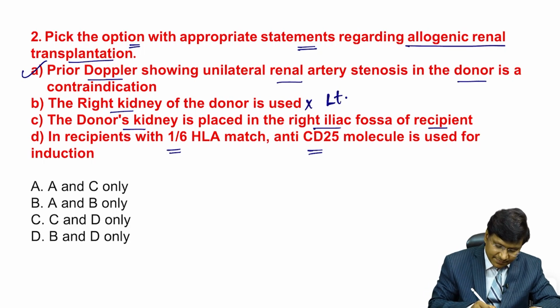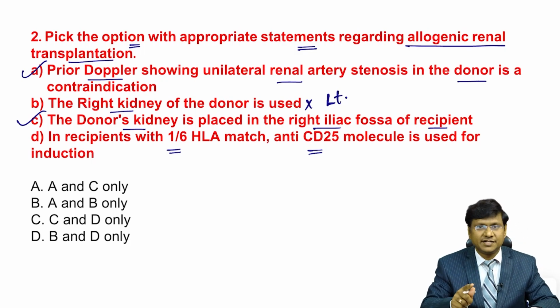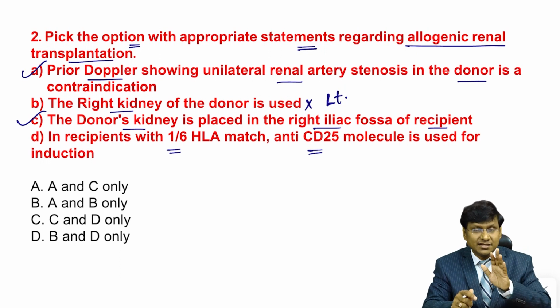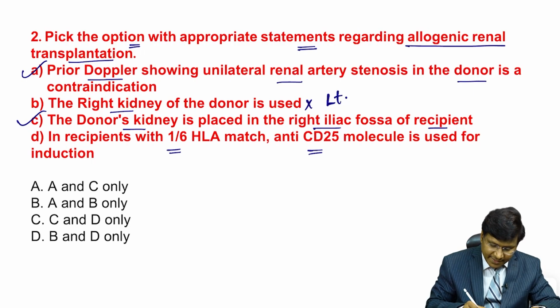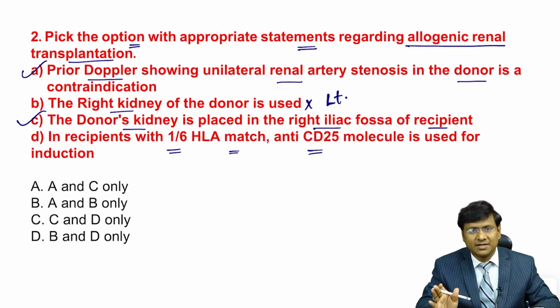And next, the donor's kidney is placed in the right iliac fossa of the recipient is a correct statement. It is placed in the right iliac fossa, right? So not in the loin area. We place it in the right iliac fossa itself. Then, in a recipient with 1/6 HLA match, the anti-CD25 is used for the induction. That is a wrong statement.